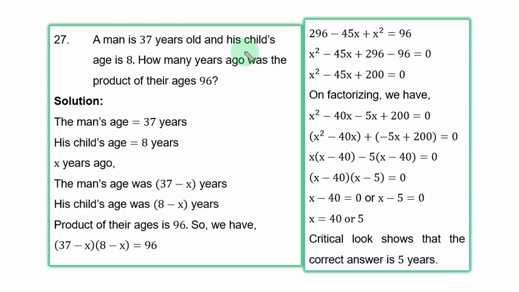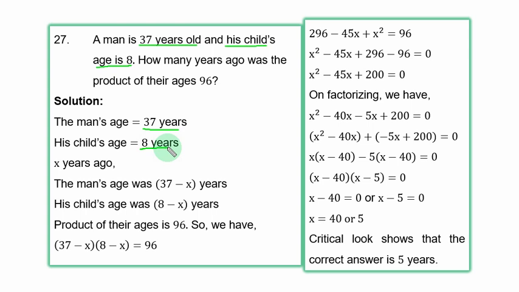Example 27. A man is 37 years old and his child's age is 8. How many years ago was the product of their ages 96? It is very clear. The man's age is 37. His child's age is 8. Say how many years ago.